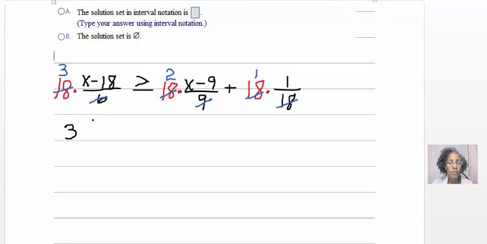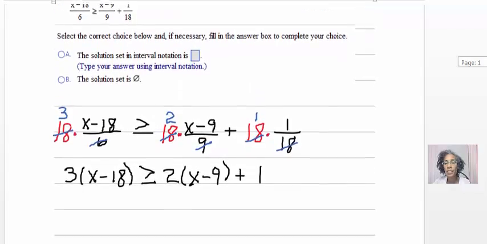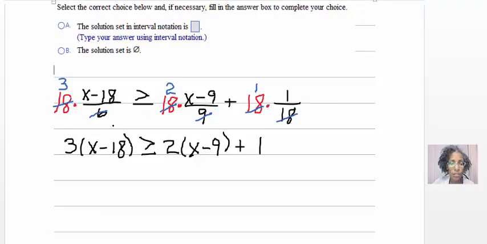So I'm now left in first position with 3 times x minus 18, and that's greater than 2 times the quantity x minus 9 plus 1 times 1, which is simply 1. So notice how we were able to completely rid the problem of fractions, at least for the moment. They may come back at the very end, but we don't have to work with fractions right now.